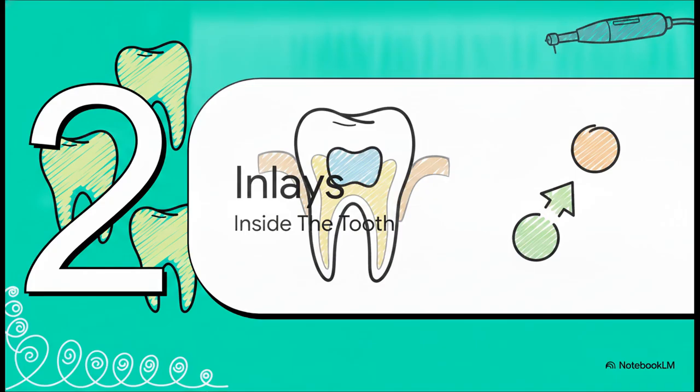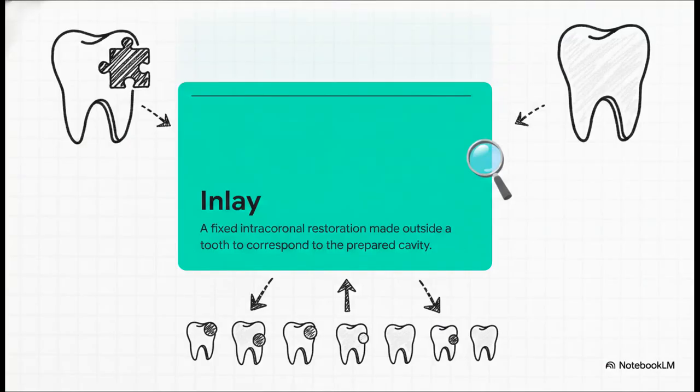Moving on to number 2. Inlays, inside the teeth. So, what exactly is an inlay? Well, it's a fixed intracoronal restoration made outside the tooth that corresponds precisely to the form of a prepared cavity. Notice that keyword intracoronal? It literally means within the corona, or sitting right within the confines of the natural cusps and contours of the tooth.